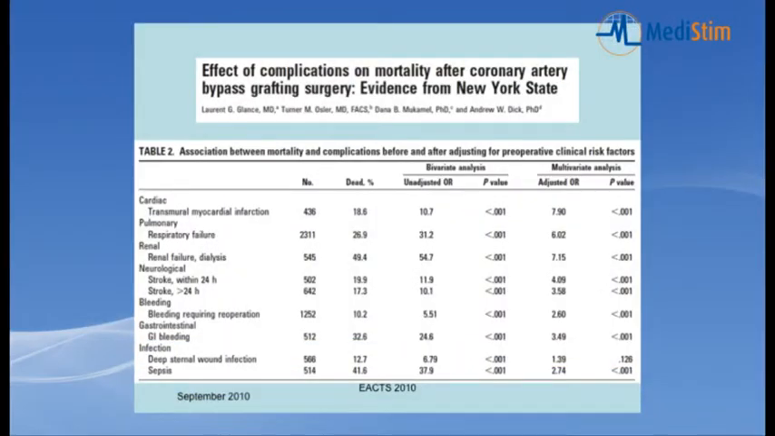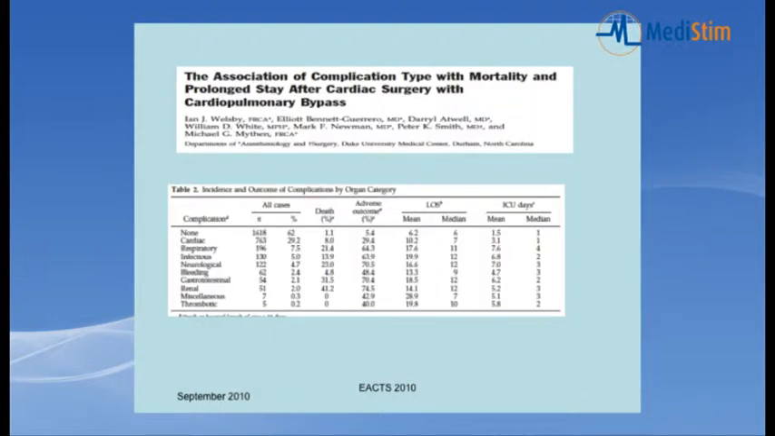And all cardiac surgeons know that, so I'm not telling you anything new. But if you get a cardiac complication after cardiac surgery, for example infarction, the death rate is 18.6%. If you get a stroke, the mortality is almost 20%. And these are the things that I will talk about a little bit more. Another study from North Carolina: if you have a cardiac complication, the mortality rate is 8%, and neurological 23%.